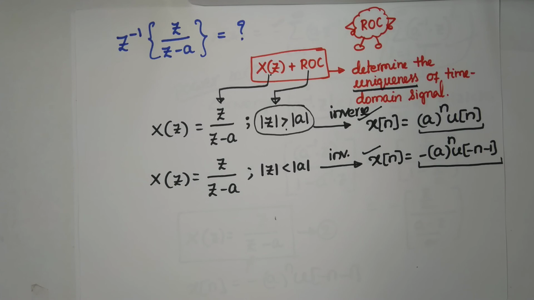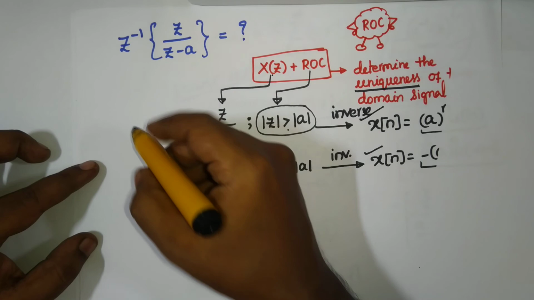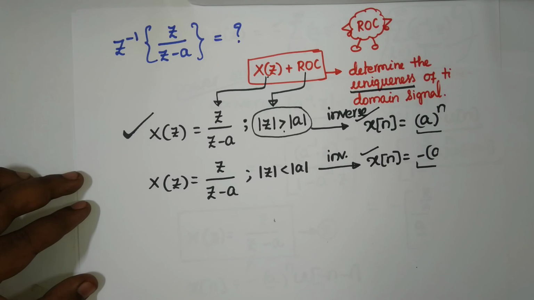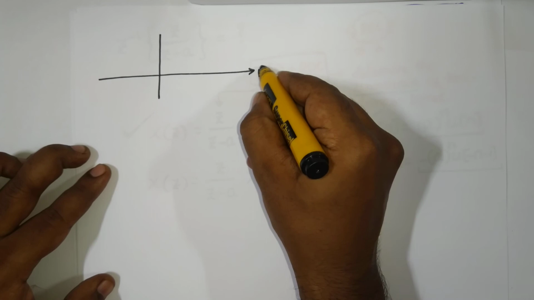Now if you try to put this in the form of a figure, it is like this. Let me take one more space and put it down like this. So now let me go for this case: X of z equal to z by z minus a, or 1 by 1 minus a z inverse, and the ROC is mod z greater than a. So whenever you have infinite duration causal sequences, finally we have this.